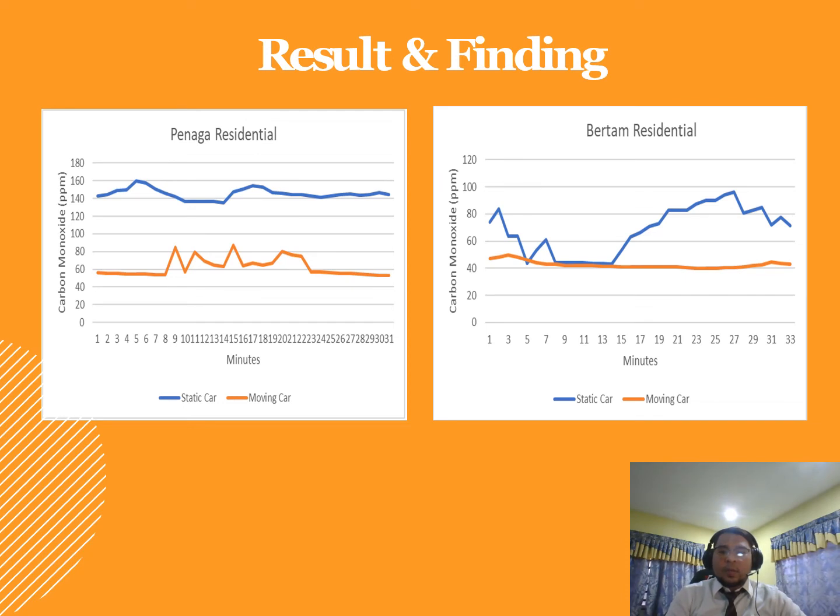The reading of CO at Penaga was higher because the temperature and the humidity at Penaga was cold because of the raining season. Carbon monoxide poisoning occurs in cold months and at lower temperatures.